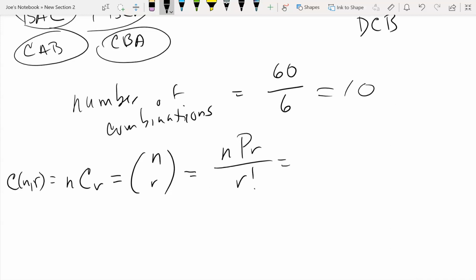But nPr, we have a formula for that, right? What was the formula for nPr? Good. So n factorial over n minus r factorial. So I get a formula for my combinations in terms of n and r as well. Is that okay?